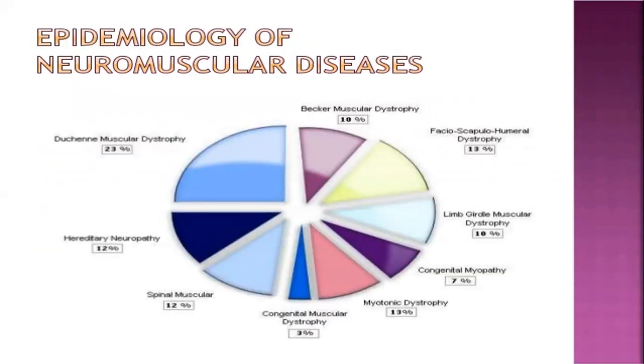The etiology of neuromuscular diseases: you can see the congenital one, the muscular dystrophy, Duchenne type. This is very common among all neuromuscular disorders, followed by the hereditary neuropathies and Becker's muscular dystrophy, and then the facioscapulohumeral dystrophy. These are the most common. The rest are very rare anomalies.